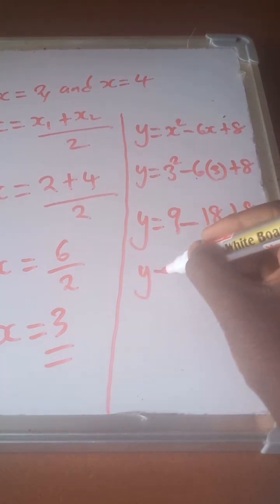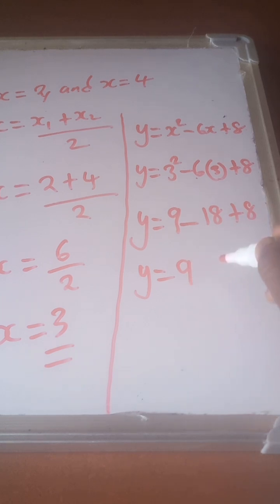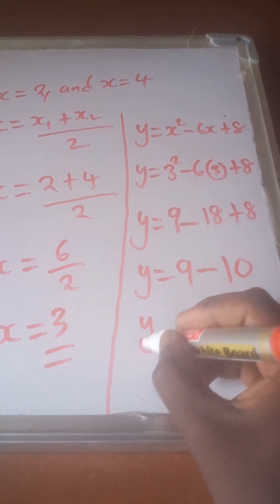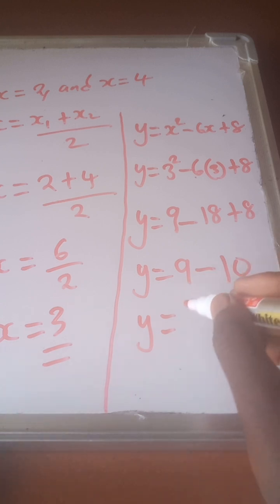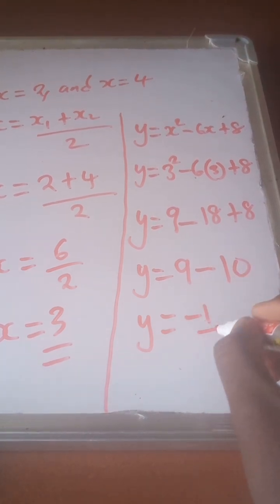So y is equal to 9, negative 18 plus 8. You get negative 10. So y is equal to 9 minus 10, which is negative 1. Why is it negative 1? Because I'm subtracting from a small number. So y is negative 1.